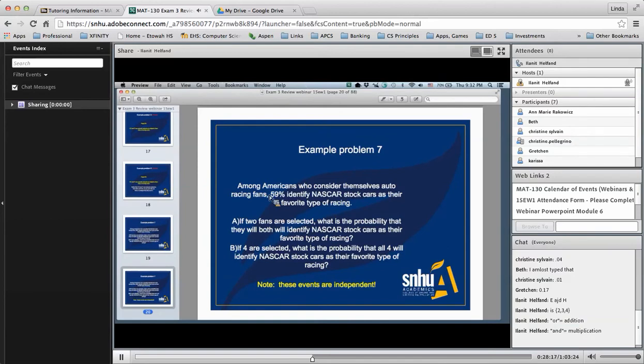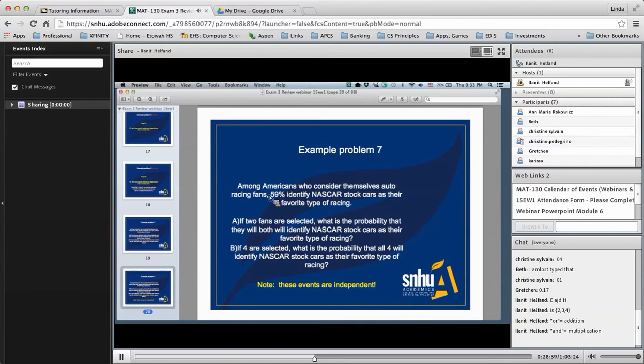You have to assume they're talking about independent events, meaning if person 1 has a 59% chance of choosing NASCAR as their favorite, person 2 also has a 59% chance of choosing NASCAR as their favorite. What person 1 says has no impact on what person 2 says.